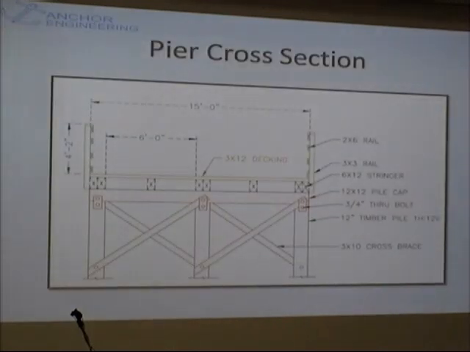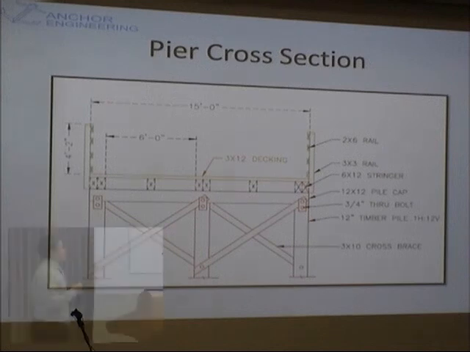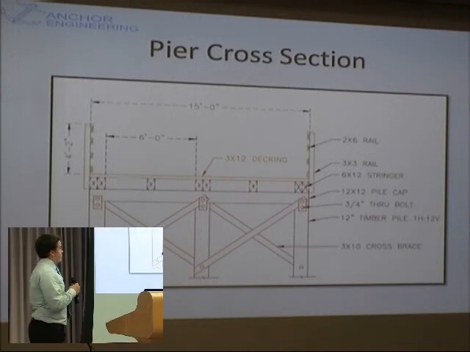This is a cross section of the pier. The pier has 8 6x12 stringers that are going to support a timber decking. There's going to be 3 driven timber piles that support a continuous pile cap, and there's going to be a railing on the side of the pier.